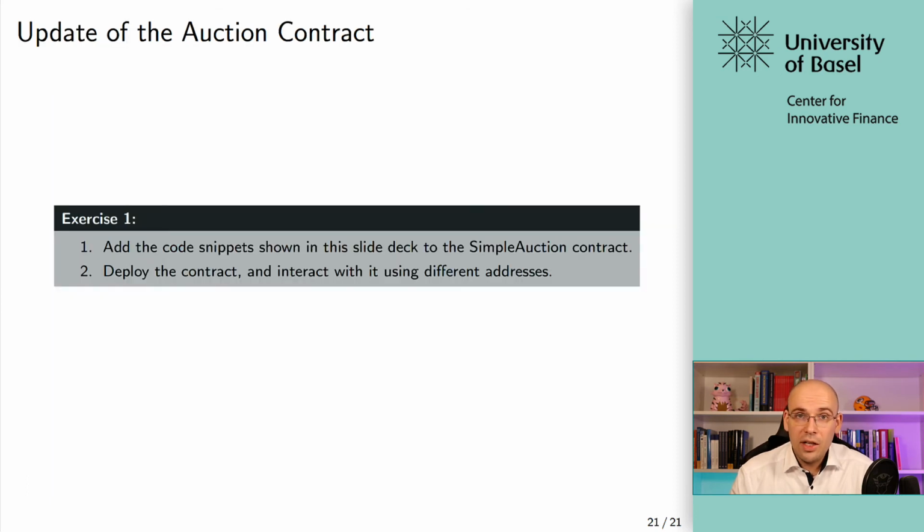Now, let's actually combine all of these things. I've shown you all of these code snippets, I've shown you different concepts, but now as part of exercise 1, it's your job to first add the code snippets shown in the slide deck to the simple auction contract. So basically to extend the contract we have written previously by these different parts, and then second, deploy the simple auction contract and interact with it using different addresses for bids, for example, to end the auction and just to interact with it.